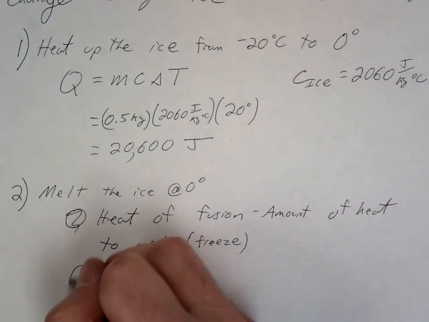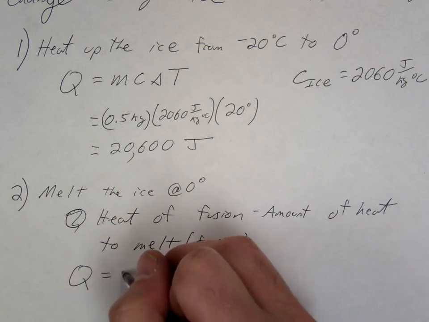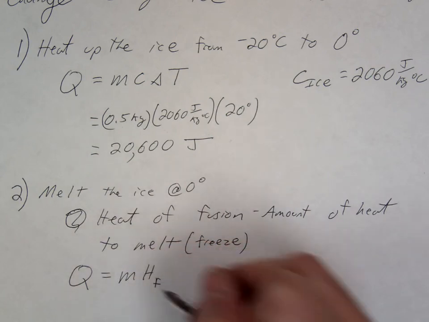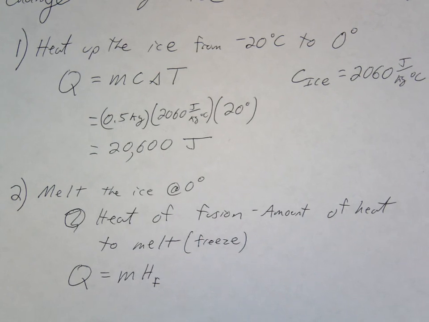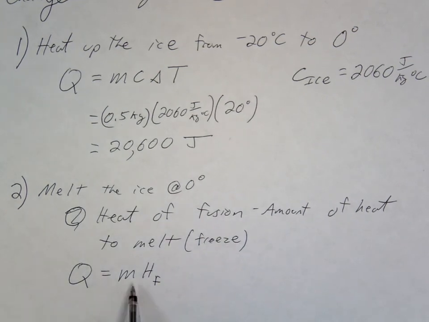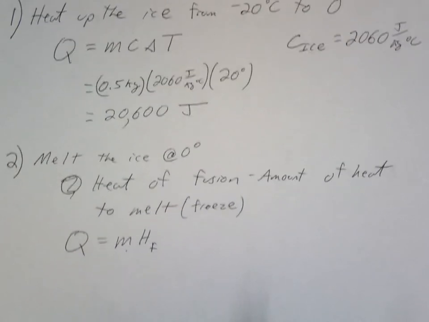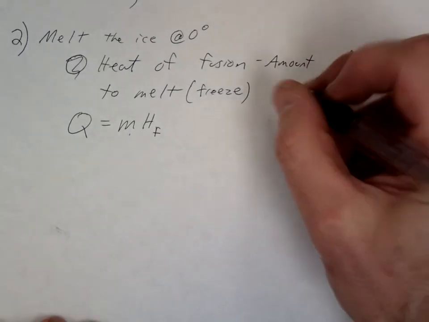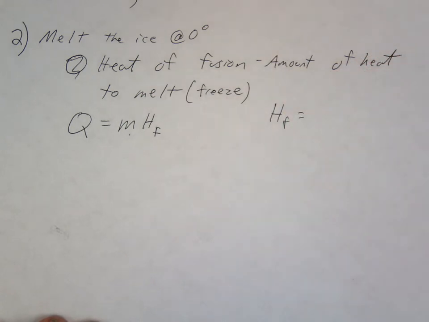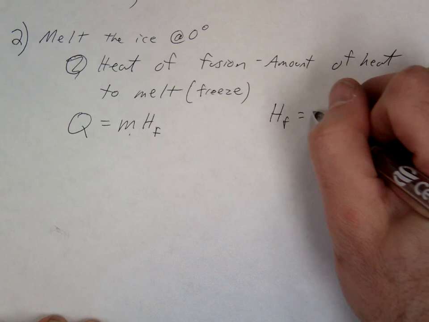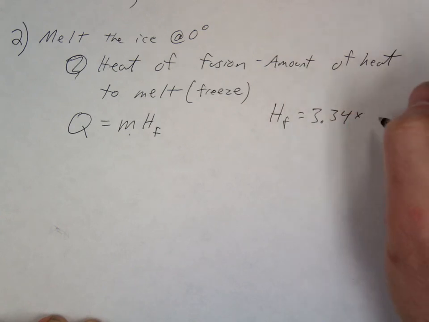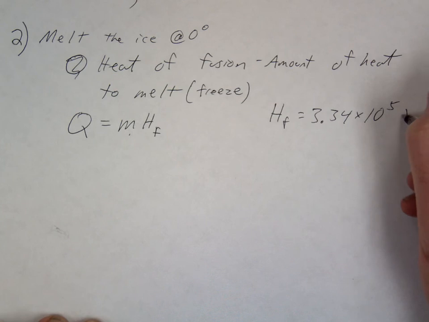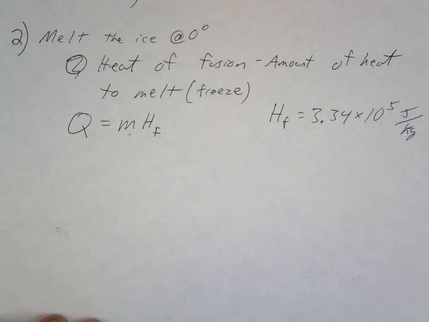So anyway, the equation for this is pretty straightforward. It looks like this: Q equals m H_F, where m is the mass and then H_F is a constant. So H_F is going to be different for different materials. Okay, for water, H_F is 3.34 times 10 to the 5th joules per kilogram.